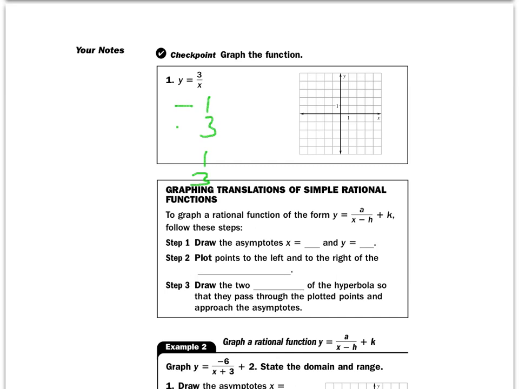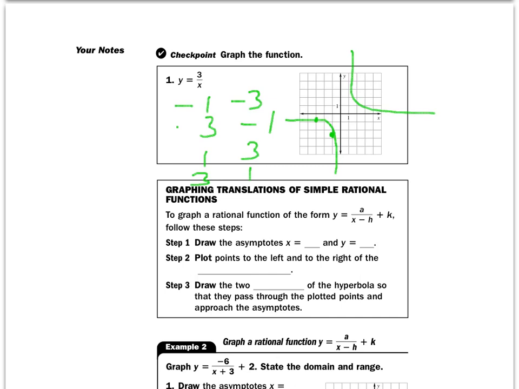All right, welcome back. Hopefully when you put -1 in there, you got -3. When you put -3 in there, you got -1. 1 in there, you got 3. 3 in there, you got 1. So you ended up with points at (-1, -3), (-3, -1), (1, 3), and (3, 1). So your graph looked like that, and the other side looked the same way.